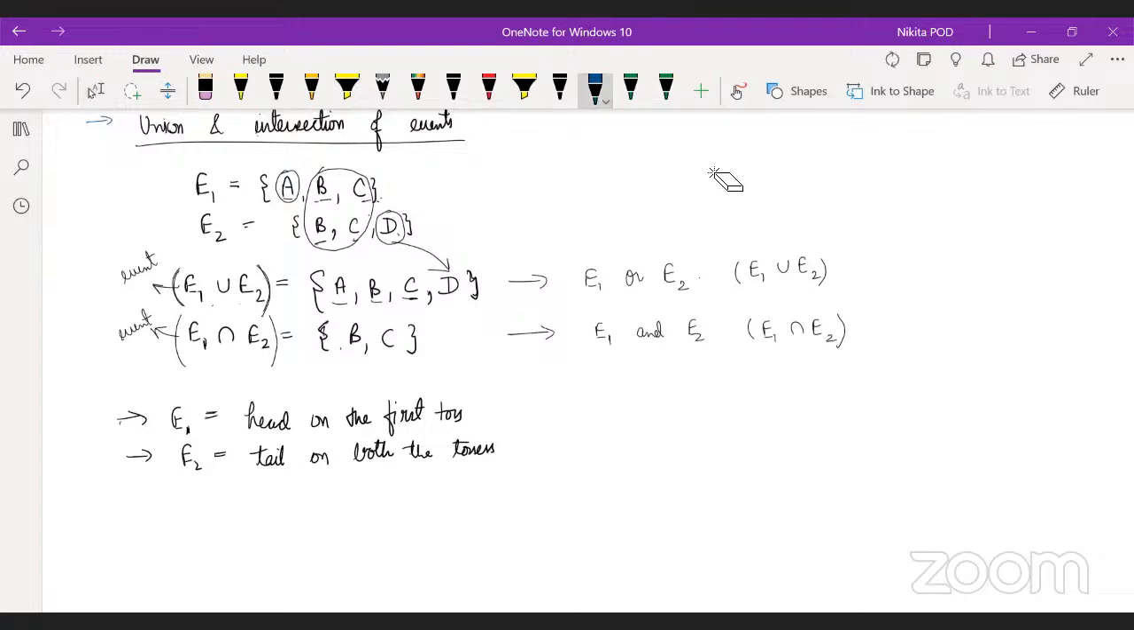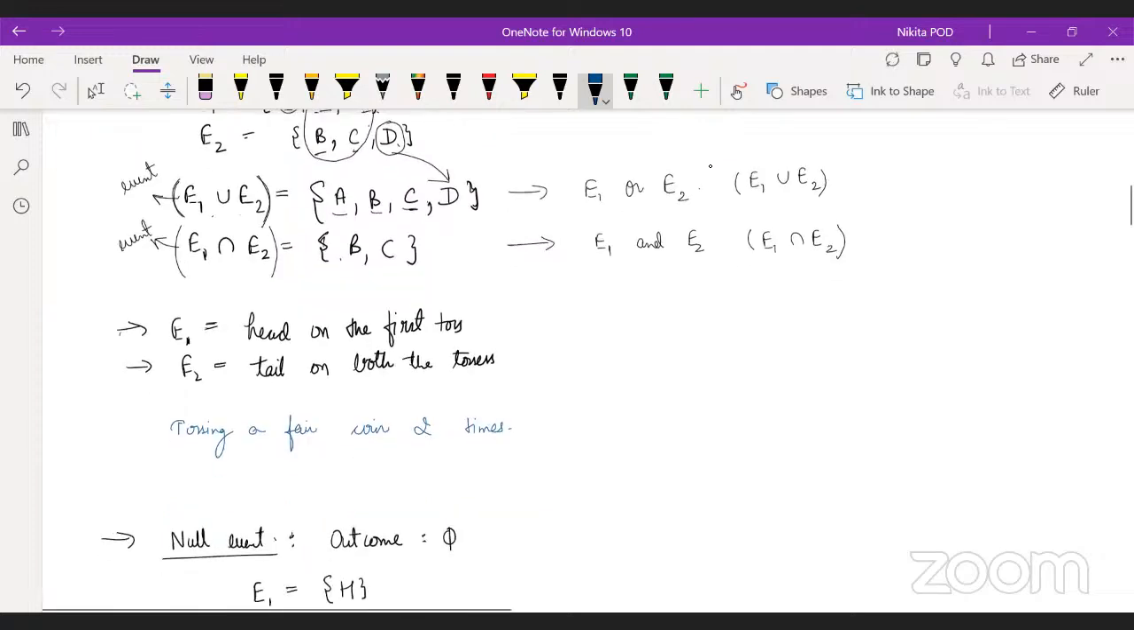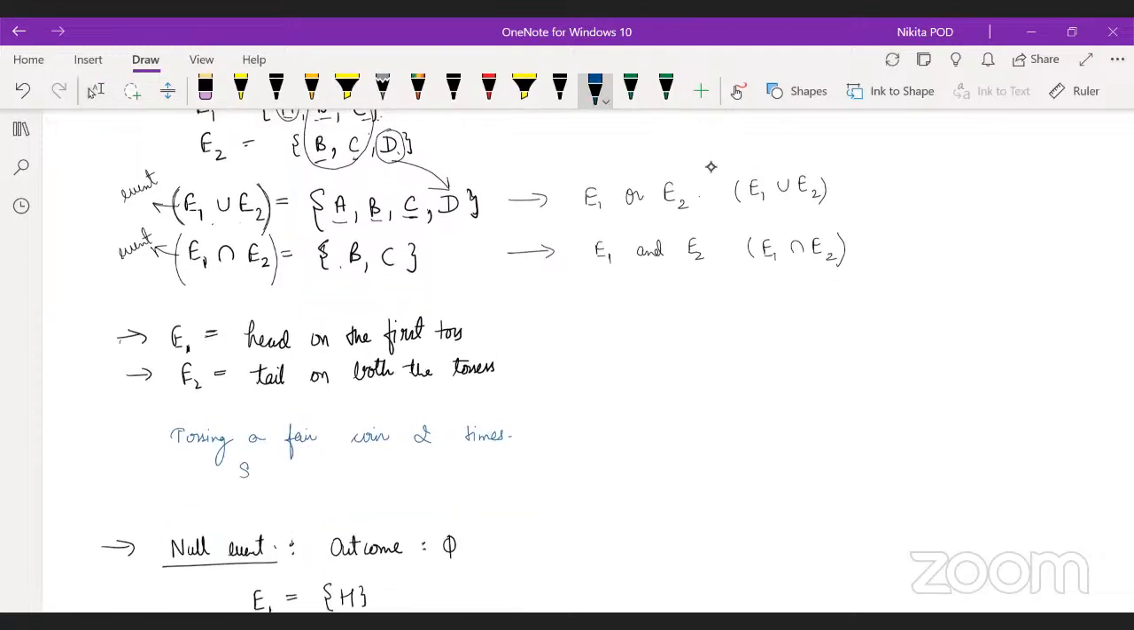All right. So here what we have taken is, now our experiment is tossing a fair coin 2 times. When you're tossing a fair coin 2 times, what is the sample space? H, T, head or tail. HH, HT, TH, and TT.